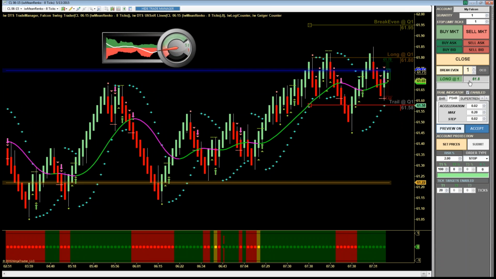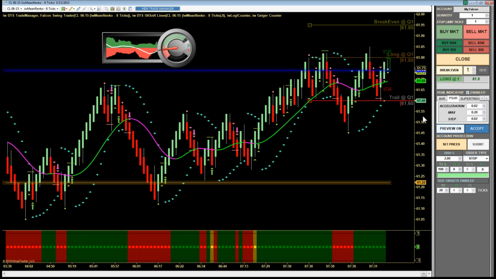I'm surprised it didn't slip us very much. All right, here they are again. They need to take out 61.85, because that's where obviously the sellers are loading up. Get up there.